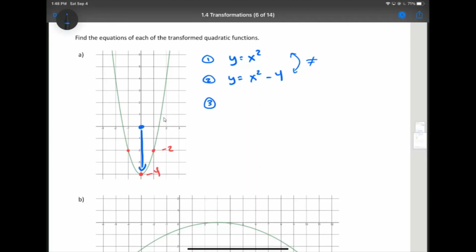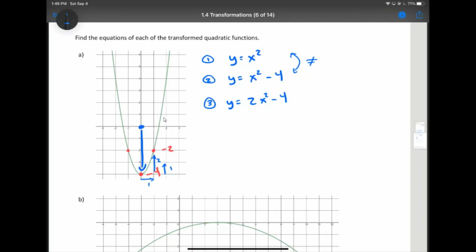So here's what we're going to do. Normally, a graph like this, when we go over 1, a quadratic would go up 1. But in this case, it goes over 1, up 2. And because it's going up twice as far as it should, we know that the a value should be 2. Y equals 2x squared minus 4.